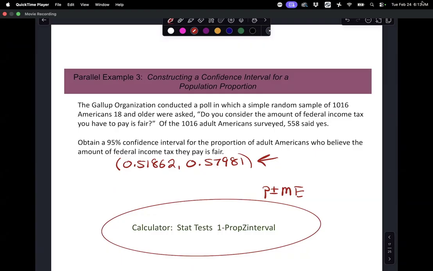Since both of these values are equidistant from our P hat, if you take the 0.51862 plus 0.57981 and divide it by 2, this will give you your P hat. I'm going to just do it in my calculator because I'm not going to do any math that I don't want to do. I'm not going to have you do math that I don't want to do.